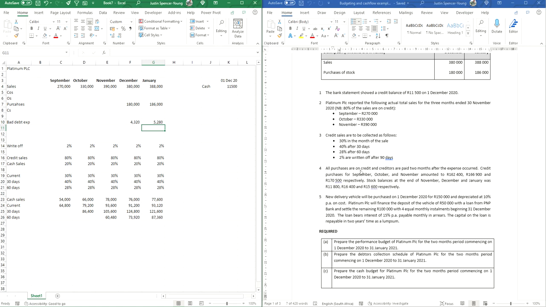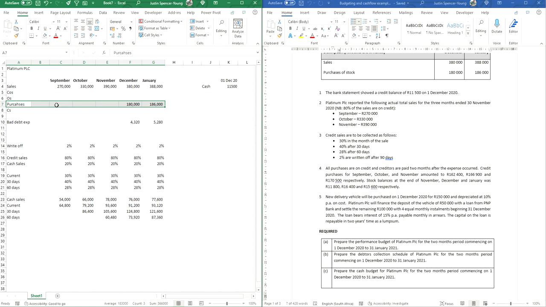All purchases are on credit. Alright, so all these ones are on credit. That means we get the goods today, we pay later, and are paid 2 months after the expense occurred. That's 60 days. Credit purchases for September, October, November amount to, and they're the amounts respectively.